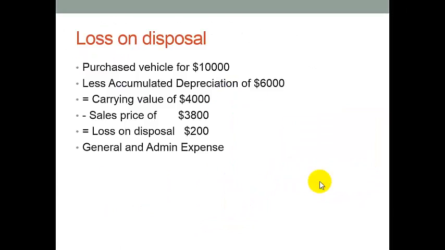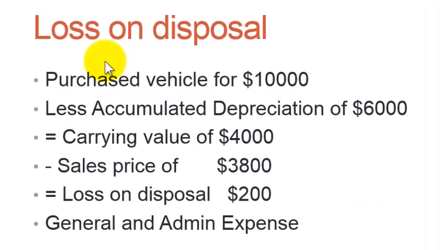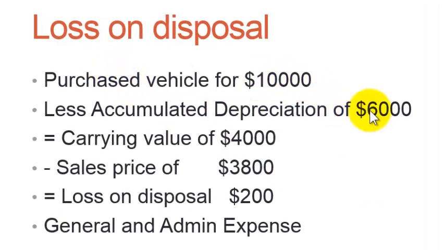Let me explain that in another way. Here's an example. We purchased the vehicle for 10 grand. We've had accumulated depreciation of $6,000 after the 2 years, which means a carrying value of $4,000. The sales price which we got for it, the cash, is $3,800. Therefore, we've made a loss on disposal, and that is classed as a general and admin expense.